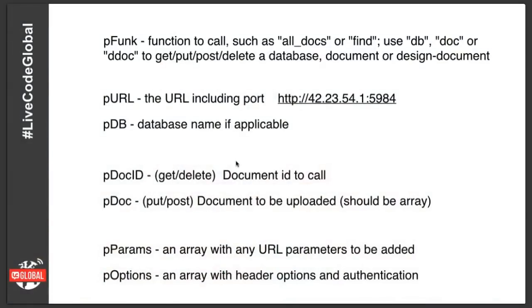pparams is an array with any URL parameters that need to be added. For example, I mentioned alldocs up here. Alldocs just gives you a listing of all the documents in a database. If you put include documents equals true, that gets added to the URL as a parameter at the end, and that will then download all of the document information as well. And then poptions is an array. This includes everything else, header information, authentication, design doc specifications, so anything basically that's not covered anywhere else.